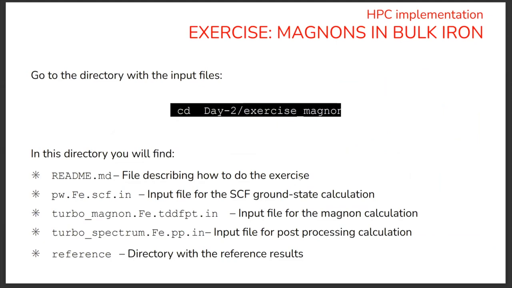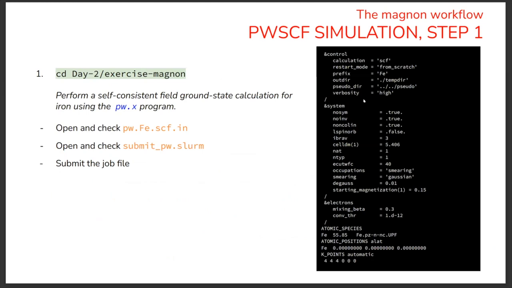You find the exercise under the folder exercise magnon. Same naming as in the other case, we compute the excitation spectrum at a given Q point for bulk iron, ferromagnetic iron. And let me just show you the ground state step because there are a few things to remark. So, a normal SCF calculation, just beware that this code does not implement symmetry reduction, so you will need to run the ground state code without any symmetry. This is nosym, noinv equal true, which means that you're going to use the full grid, 4x4x4.